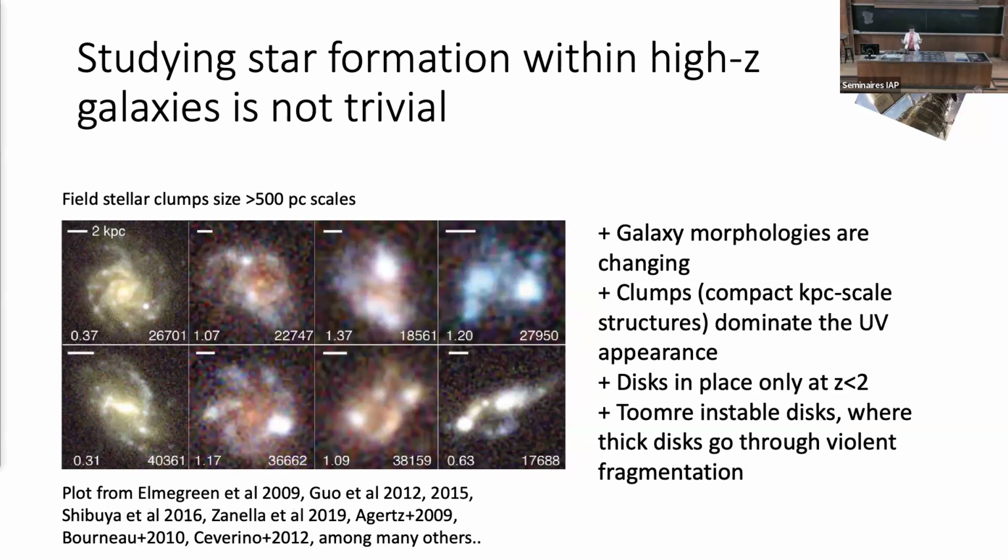And to explain clumps, we know there have been Toomre instability considerations to make. So these are thick disks. They are very gas-rich, and they essentially fragment on galaxy scales. And that explains why you can form clumps of this size.